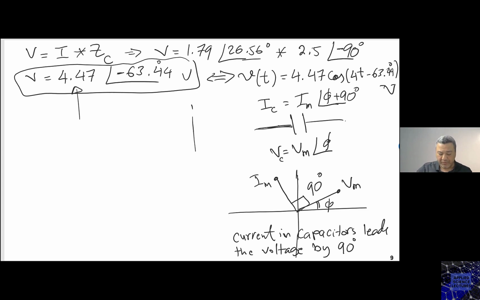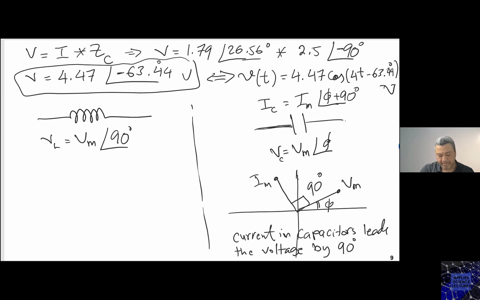Remember, I'm talking about the current in the capacitor and the voltage across the capacitor for the same component. Now, if I am to say this for the inductor, and again, based on what I have derived, I can see that the voltage for the inductor, if I take this in general, if I put this phi, then this one would be phi plus 90 degrees.